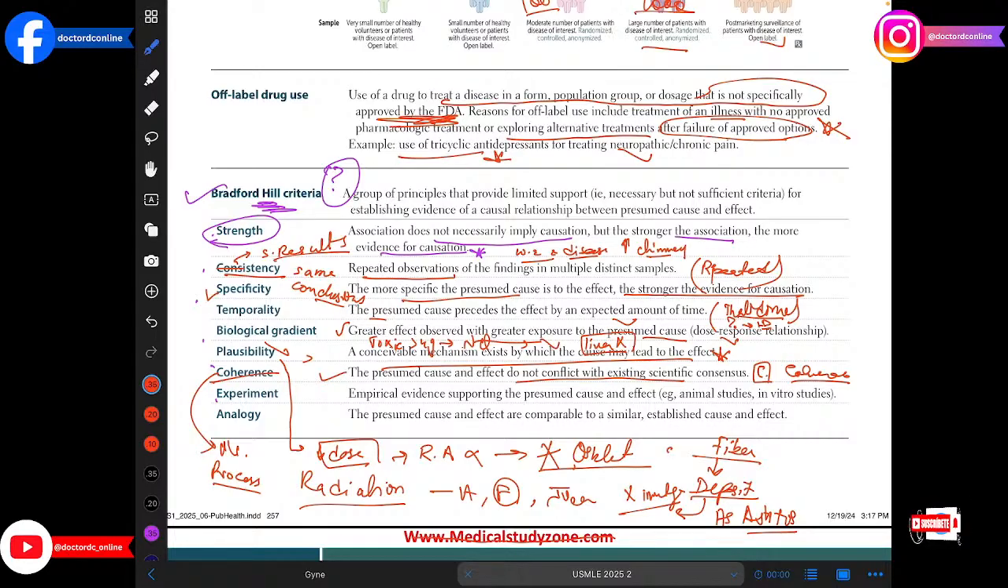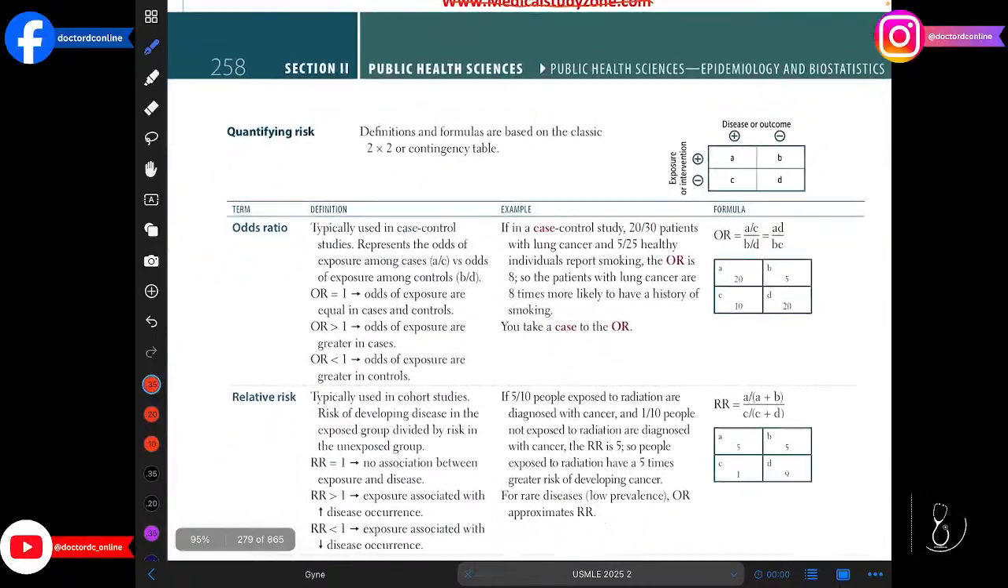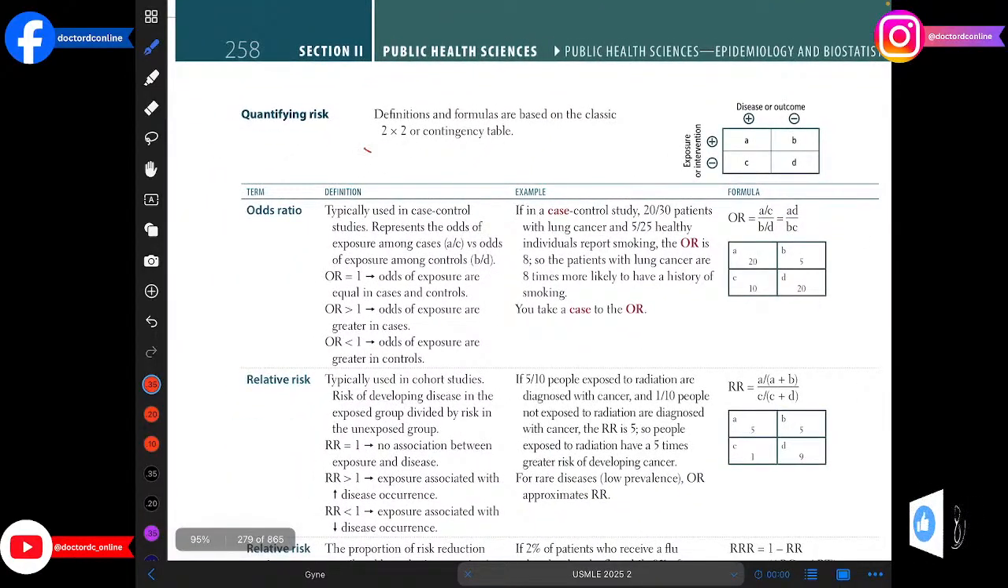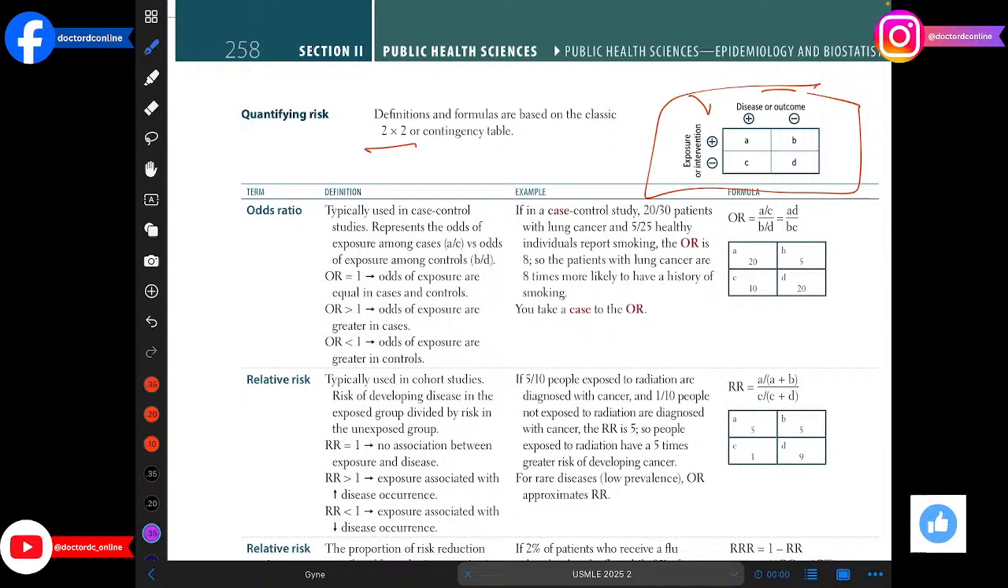And that sums up our discussion on the Bradford Hill criteria. All right, next up, we're going to talk about quantifying risk. Here we'll use the 2 by 2 table to create formulas as well as help simplify these wordy concepts. As you may have gathered by now, having a decent grasp of this 2 by 2 table is key for most of your biostats questions, and it's going to show up on all levels of the USMLE as well as COMLEX. All right, let's get started by talking about risk, looking at the odds ratio.